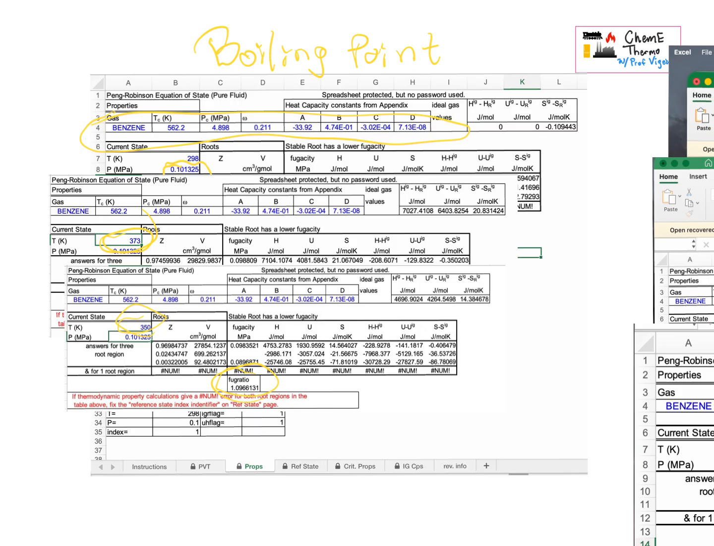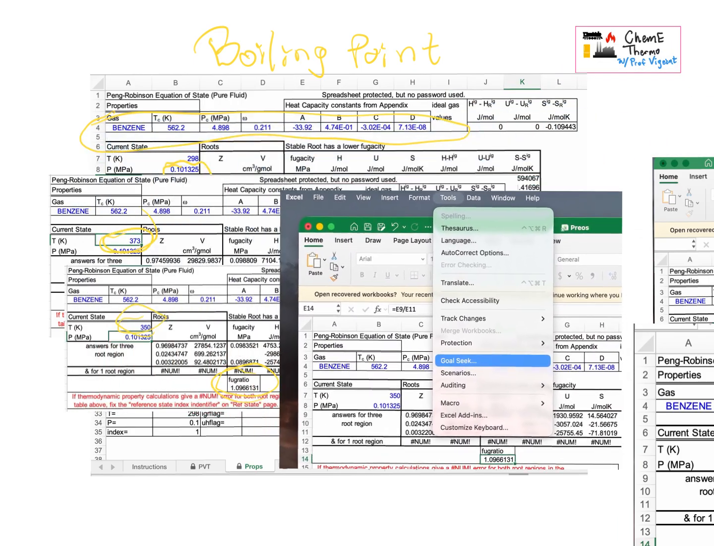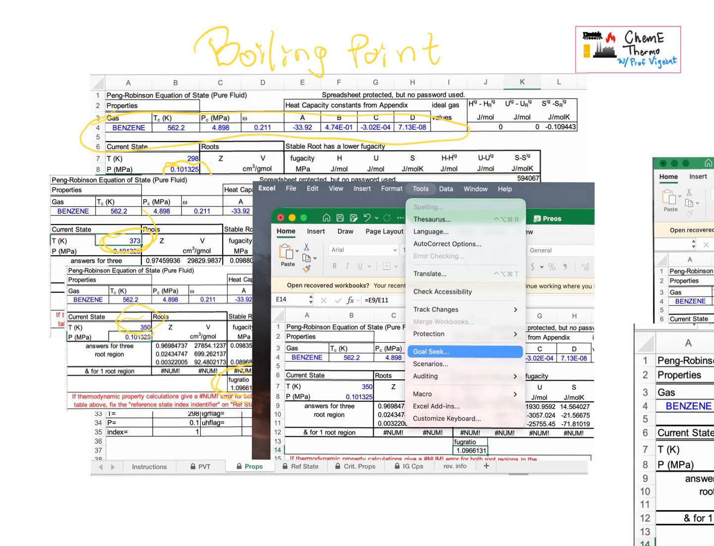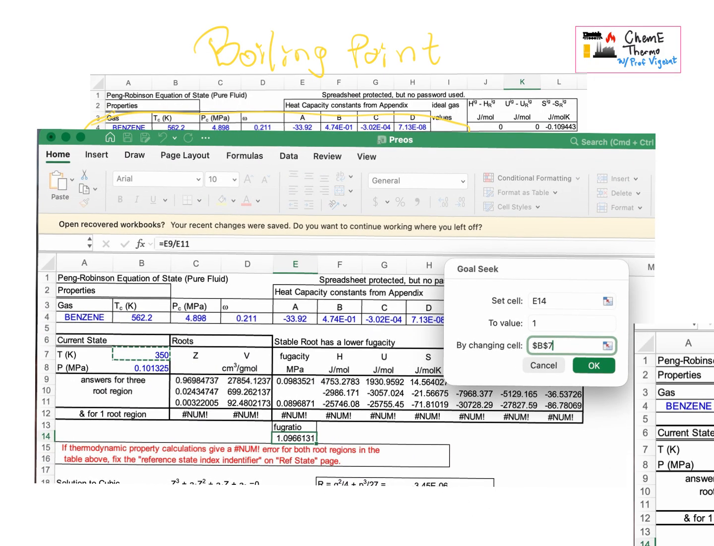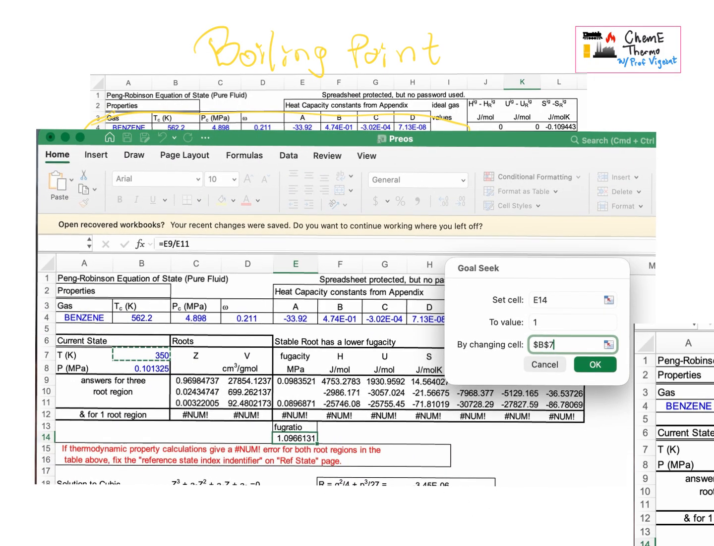So here, I'm using Excel on a Mac. I use the Tools menu, and on the Tools menu there's this thing called Goal Seek. On a PC, it's in a slightly different place. But I open Goal Seek, and I get something that looks like this. It says set cell E14, and I want to pick that cell. So I put E14 in there.